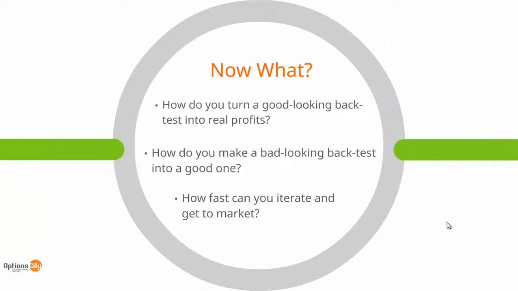And then finally, now what? You've got this, you've tweaked, you've iterated. How do you turn that into profits? How do you get that out to market? And as we've discussed, that can range from anything from start over at ground zero and write the whole thing in another platform, or make some tweaks to your existing code. Different situations and different platforms have different ways of doing it. But obviously this is going to be a very important factor to the success and the speed of your backtest.